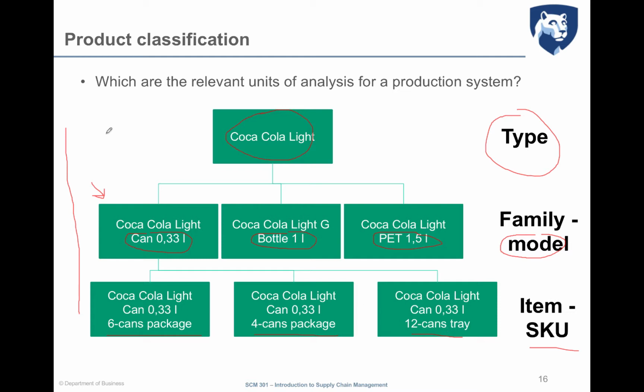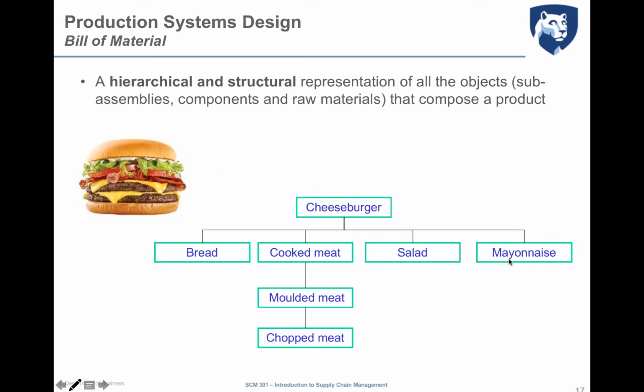So this is the view that we need to design in order that the product description is relevant from a supply chain management perspective. In particular, there is a tool, a representation which is very useful to do that, besides the distinction between type, family, model, and SKU, which is named Bill of Material. The Bill of Material is no other than a hierarchical and structural representation of all the objects that compose a product.